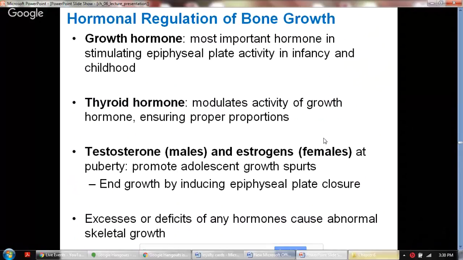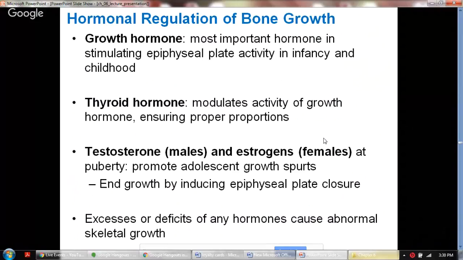So the growth hormone plays the most important role during infancy and childhood, stimulating the epiphyseal plate activity. So that's why you would see kids grow faster during that time. And thyroid hormone modulates the activity of this growth hormone, ensuring proper proportion.